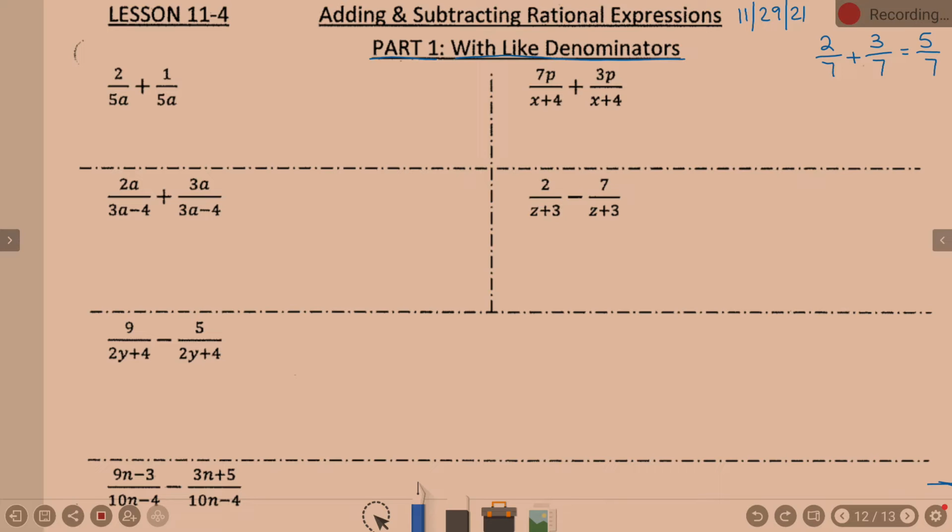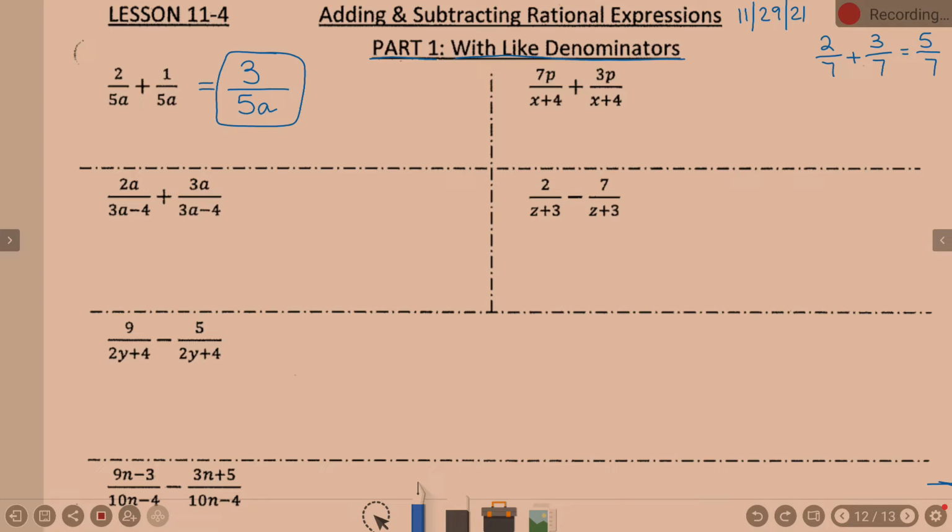Example 1. 2 over 5a plus 1 over 5a. 3 over 5a, keeping the denominator of 5a, and 2 plus 1 is 3. Now, the big question today is going to be, does it simplify? That's going to be our big deal. And in this case, we don't have to worry about factoring. 3 over 5a does not simplify, so 3 over 5a is the final answer. If only they could all be that easy, right?